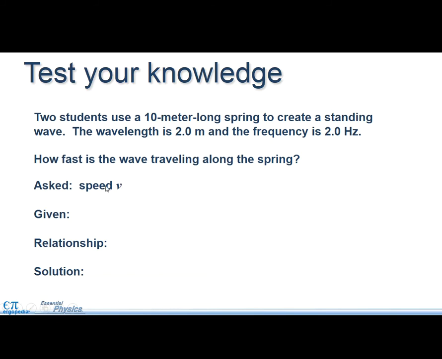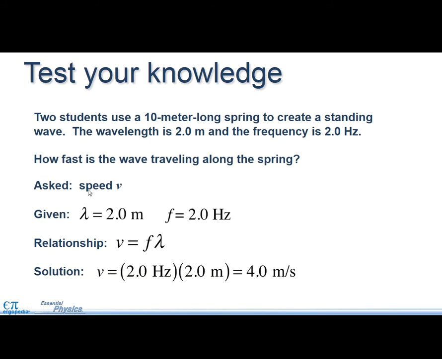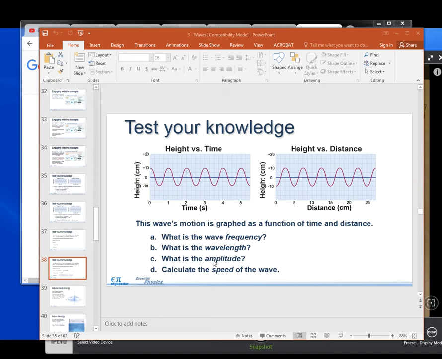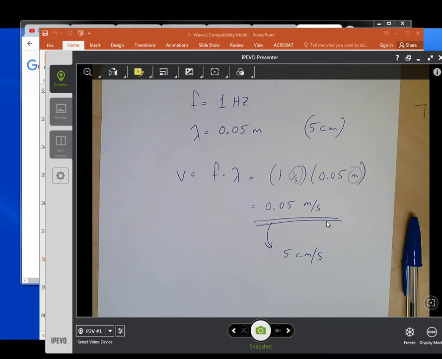We're asking for a speed v, and so we're given that 2 meters is the wavelength, and the frequency is 2 hertz. And so the relationship here is that v is equal to f times lambda. We plug it in, we get the answer. It's pretty straightforward.